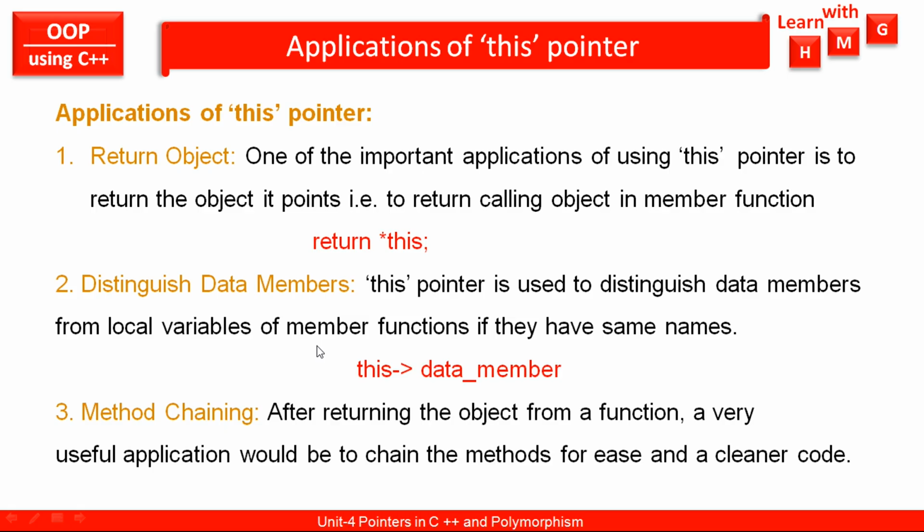Then third application is method chaining. After returning an object from a function, a very useful application would be to chain methods for ease and cleaner code. You have to clean the code in the method and chain the methods using arrow operators. This operator is useful. This is the advanced application of this pointer.